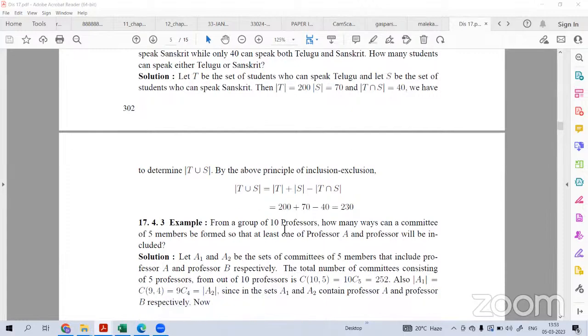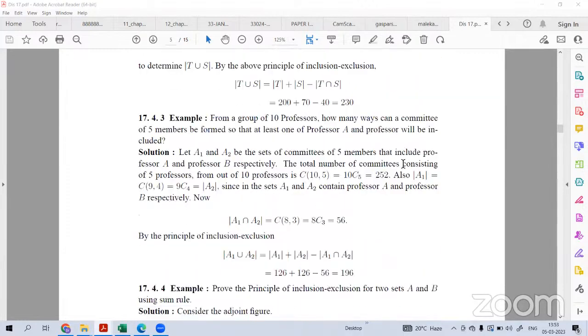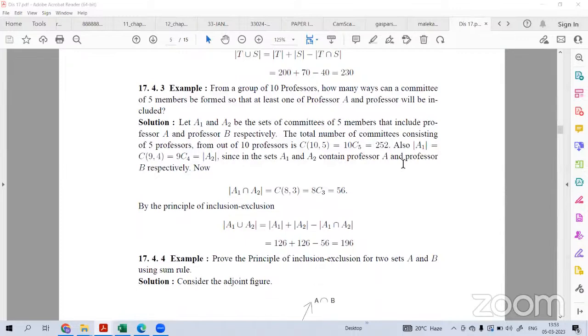So 200 plus 70 minus 40 equals 230. Next: from a group of 10 professors, in how many ways can a committee of 5 members be formed so that at least one of professor A and professor B will be included? This is an important example.